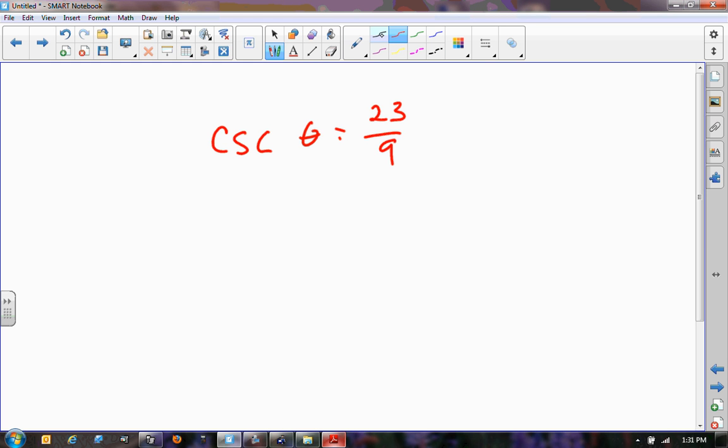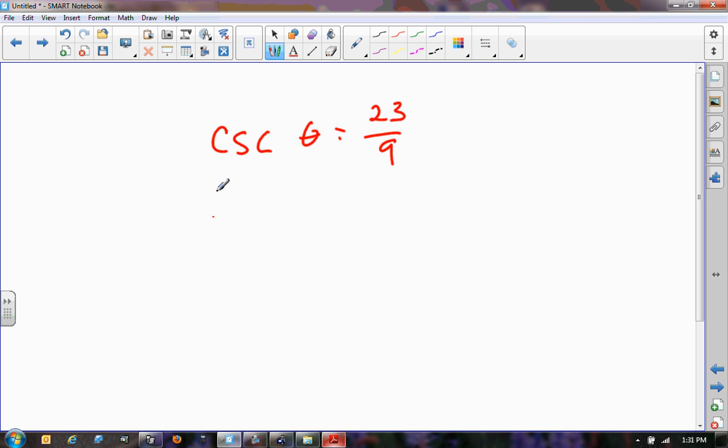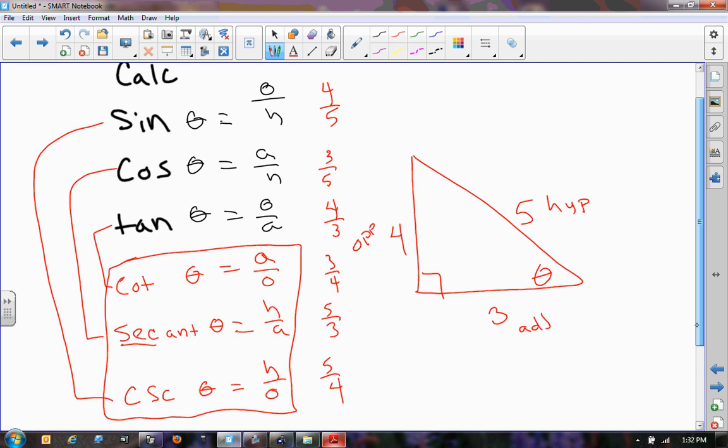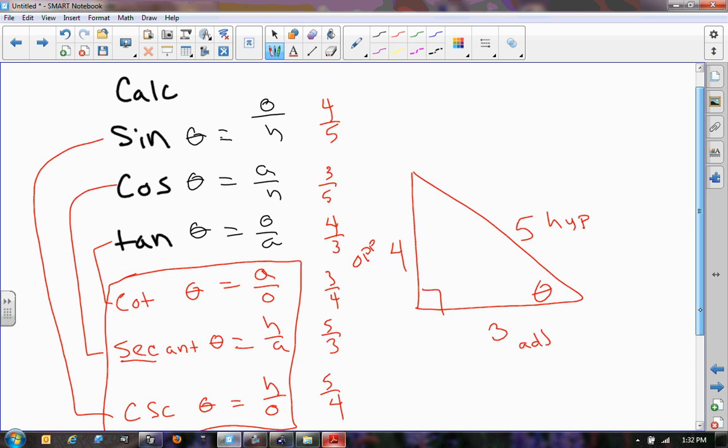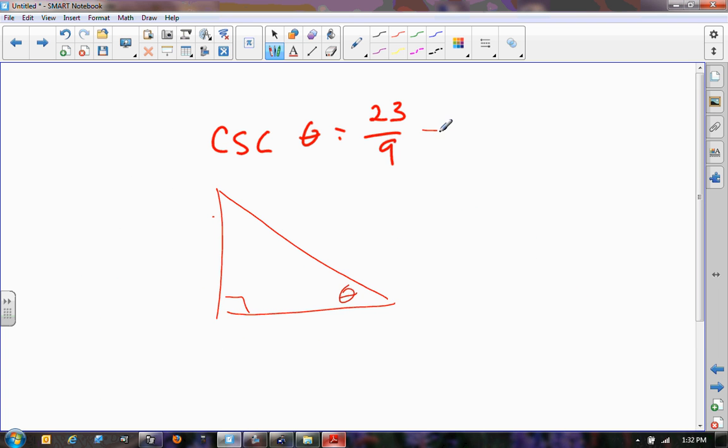All right, so again, every problem is the same. What am I missing from my problem? Well, I need a right triangle, and I need an angle theta. Always draw the same picture. Cosecant is the opposite of sine, so it's H over O. Hypotenuse is 23, opposite is 9.